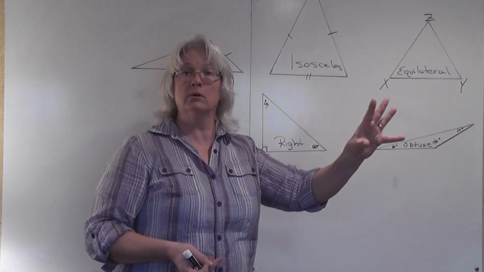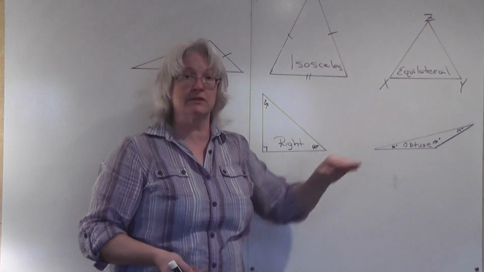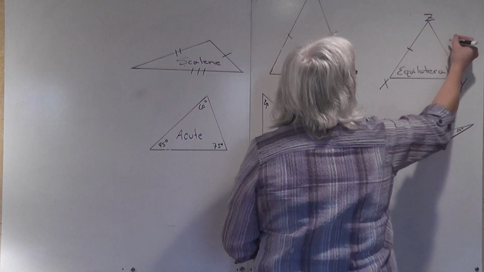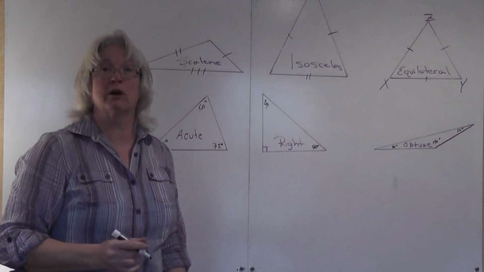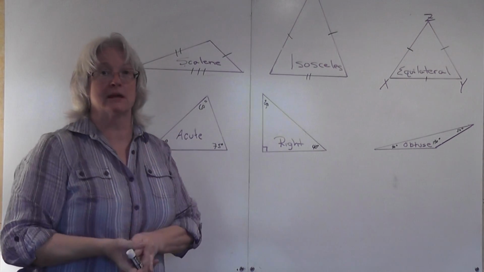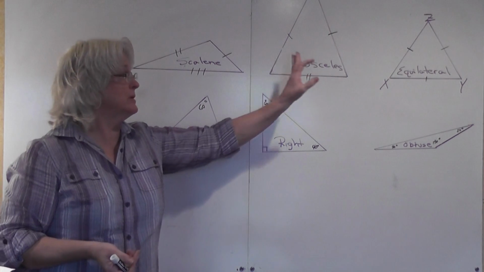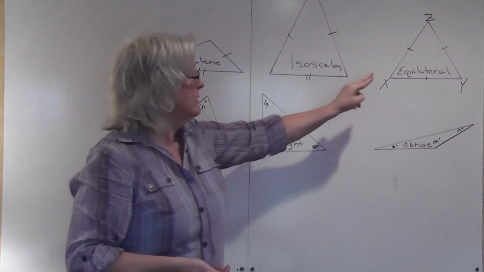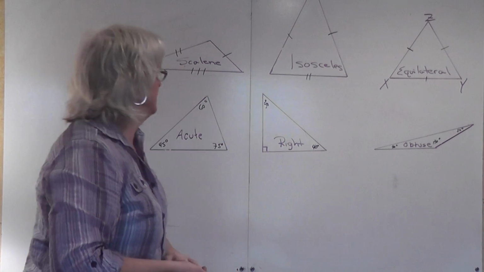Equidistant, equal; lateral, length. Equal length sides in an equilateral triangle: all 3 sides of an equilateral triangle are exactly the same length. Scalene, no sides are the same. Isosceles, 2 lengths are the same. Equilateral triangle, 3 lengths are the same.